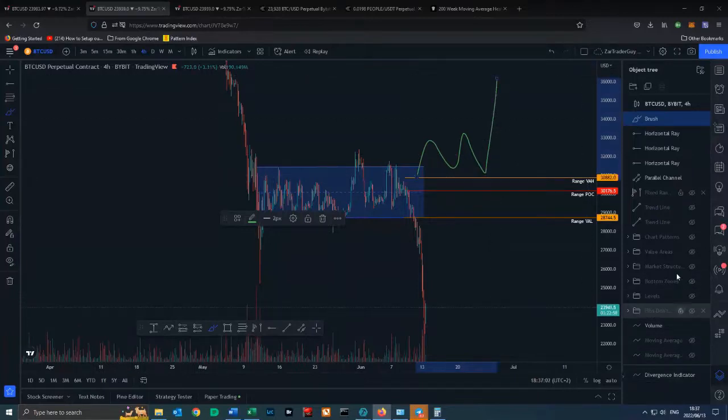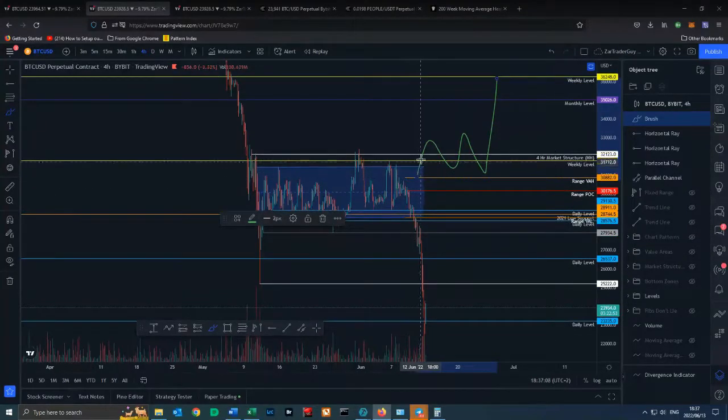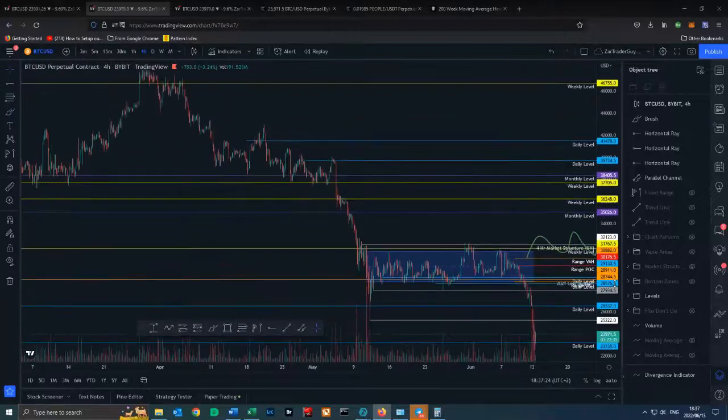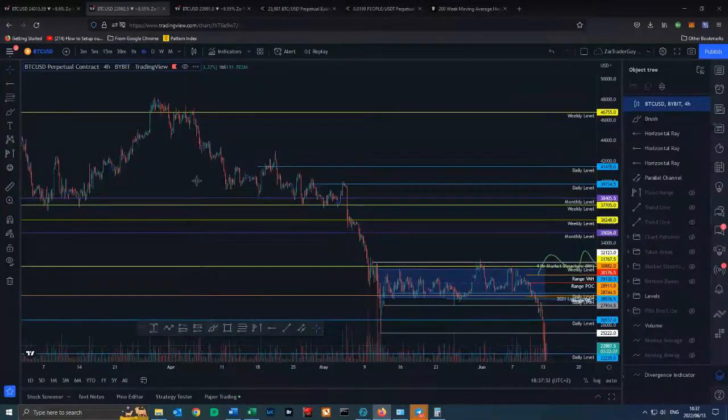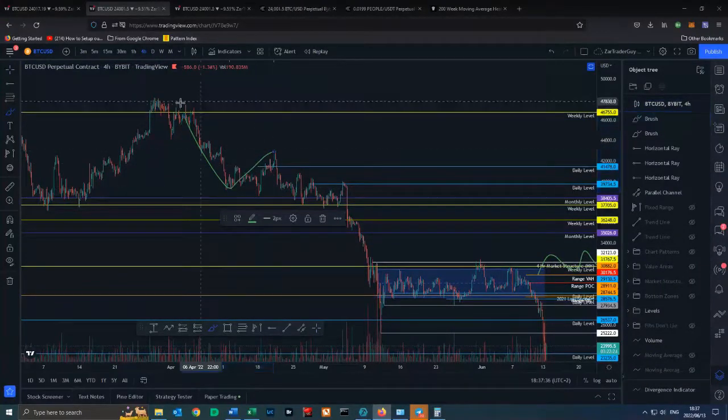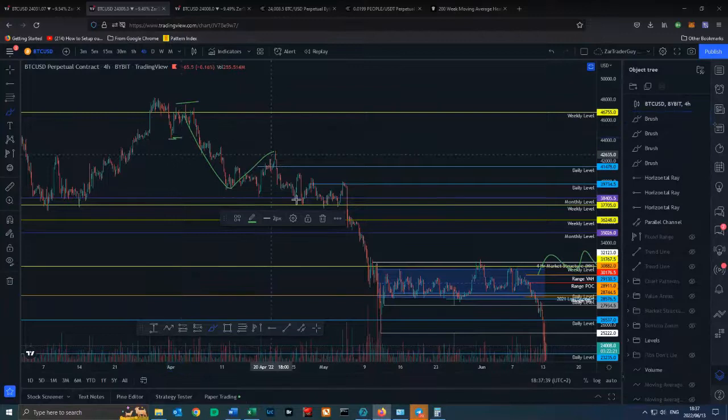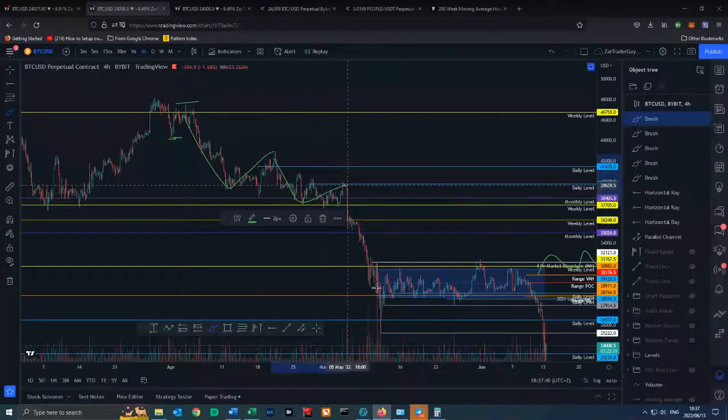Now, if I turn on my levels, where are you? There you can see it kind of corresponds. If I pull this fixed range further back, I know my value area high was around this weekly level. And you can see that I marked that 4-hour market structure because price had been making lower highs and lower lows all the way down from the high of 69,000. Here you can see, and I'll draw it here. There we go. So lower low, lower high, because there's the previous high, there's the previous low. Lower low, lower high, lower lows, and then we started ranging here.